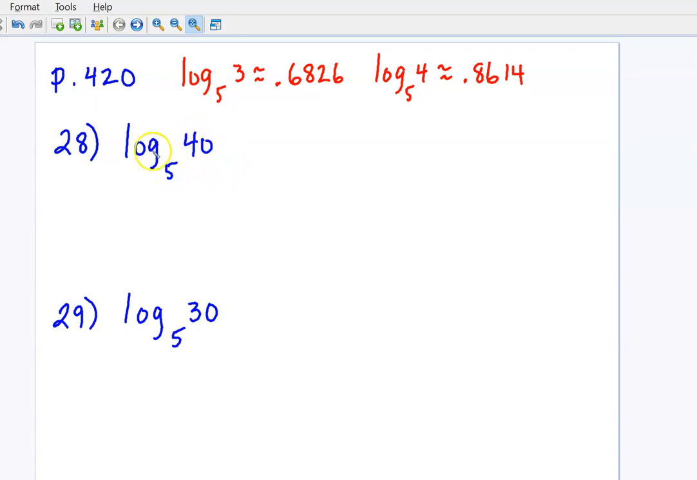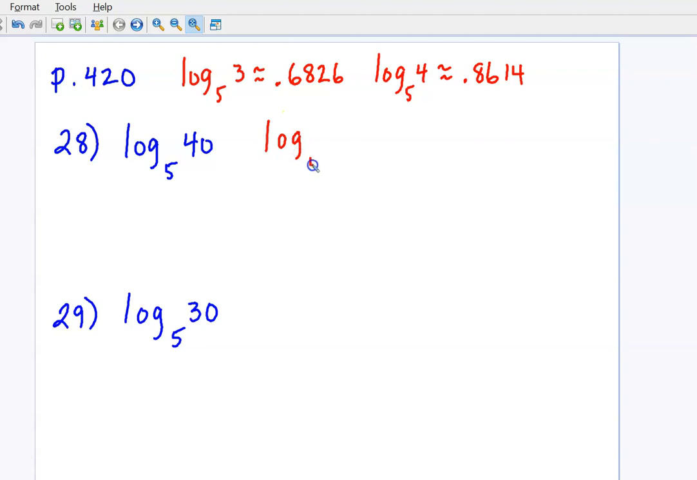We're going to try to use our properties to rewrite this and utilize the properties to incorporate these decimals that we're given and try to come up with our answer. So this one takes a little bit of creativity because the way to come up with 40 would be 4 times 10, 8 times 5. Well, even though I'm not given log base 5 of 5, that's something that's easy to evaluate. Obviously, log base 5 of 5 is 1.